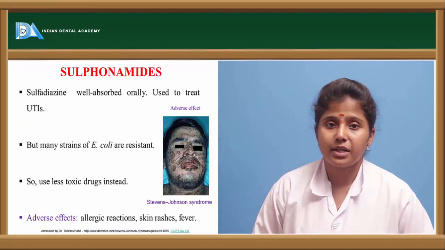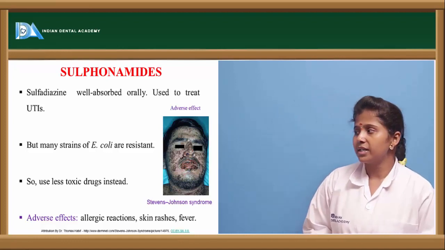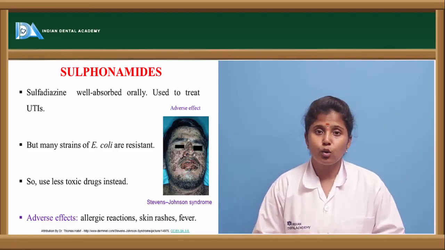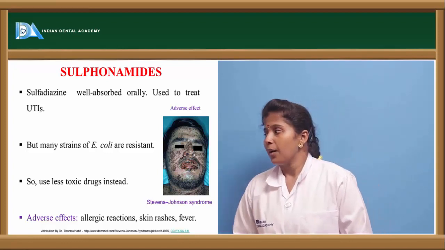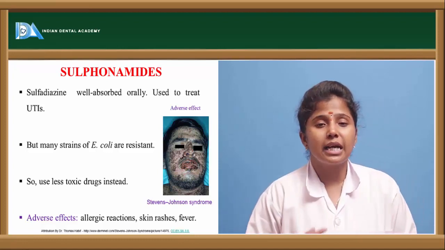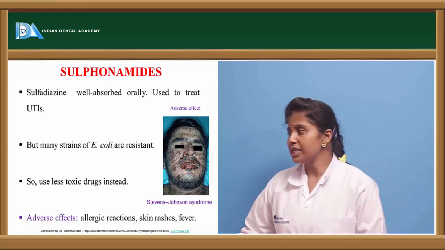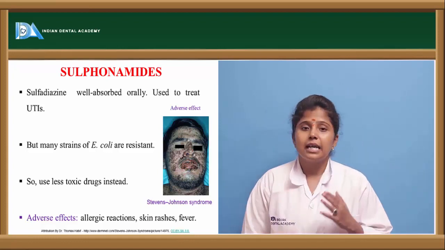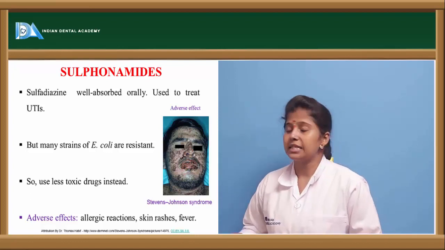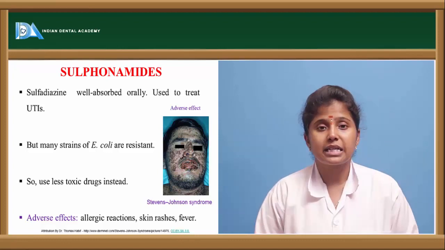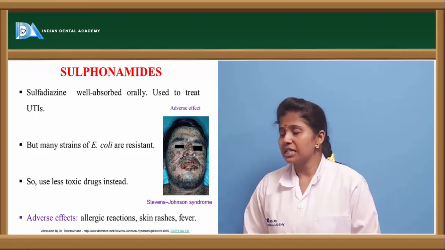Let us see sulfonamides. The sulfonamides include sulfadiazine, which is well absorbed orally. It has good oral absorption, and it is used to treat various urinary tract infections. But these sulfonamides are not that active against Escherichia coli, because E. coli are resistant to these sulfonamides, and these are less toxic drugs when compared to other drugs. They have various adverse effects like Stevens-Johnson syndrome. This is a serious allergic reaction of the skin, and it causes skin rashes and fever.